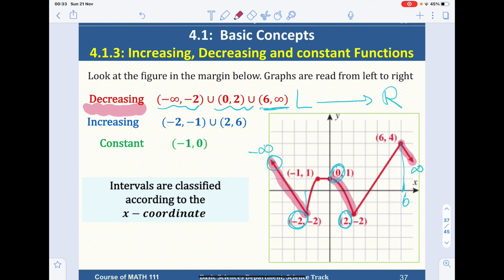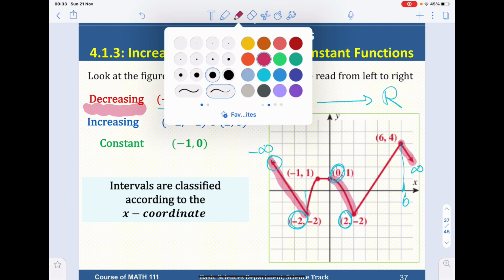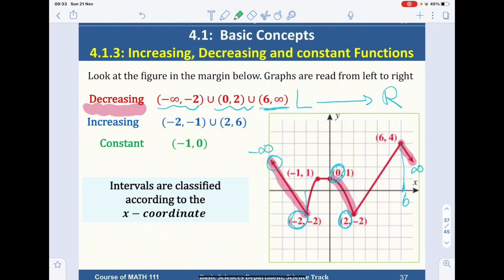Now let's check where the function is increasing. The function is increasing when, going from left to right, it's going up. So here it's going up, and also here it's going up. The first interval would be from negative 2 to negative 1. And the second interval is from 2 to 6.